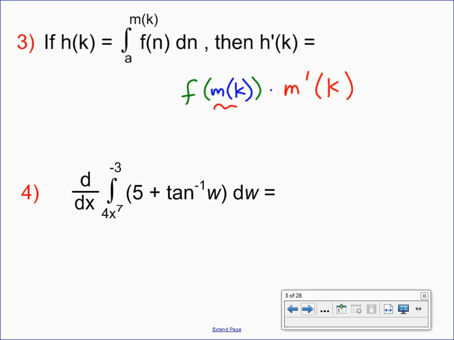So once again, if I differentiate the integral expression, I'm left with the integrand, evaluated at the upper limit, but then times the derivative of the upper limit in accordance with the chain rule. Raise your hand if you got number 3 right. Good. So it's the integrand function evaluated at the upper limit, and then times the derivative of the upper limit. Way to go, you guys.